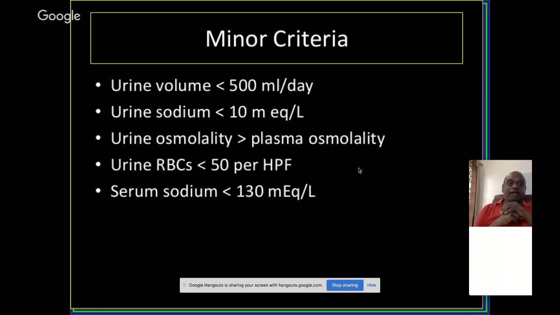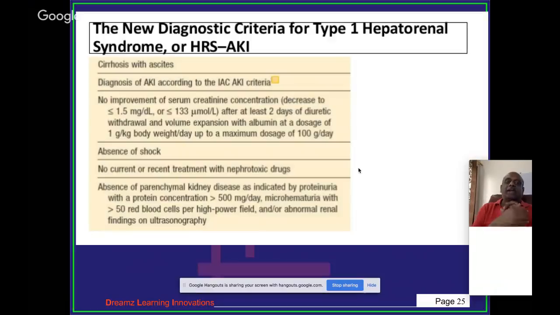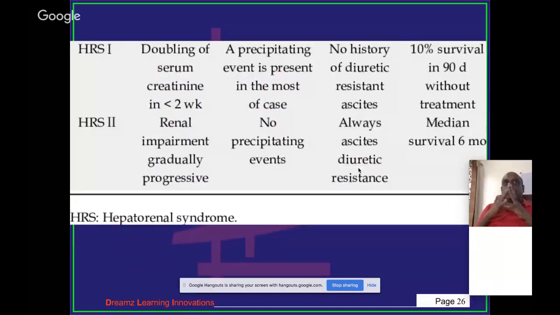Okay, doc. Then urine RBCs will be less than 50 per high power field, serum sodium less than 130. These are the criteria. Then once more, doctor, there are two kinds of hepatorenal syndrome you should not forget: HRS1 and HRS2. A lot of times this question is asked repeatedly in the JIPMER, All India and PGI exams. Hepatorenal syndrome is a very high yield topic. So what is HRS1? What are the main differences?